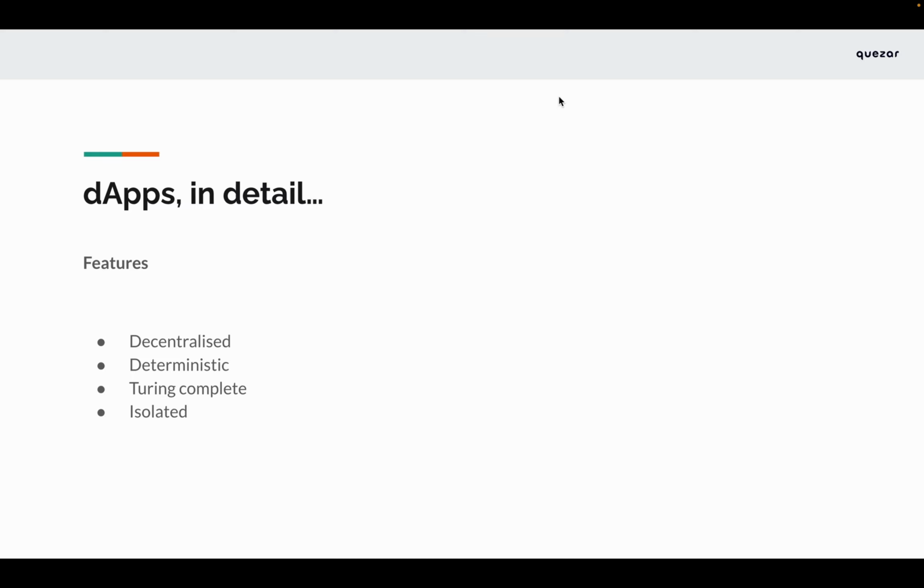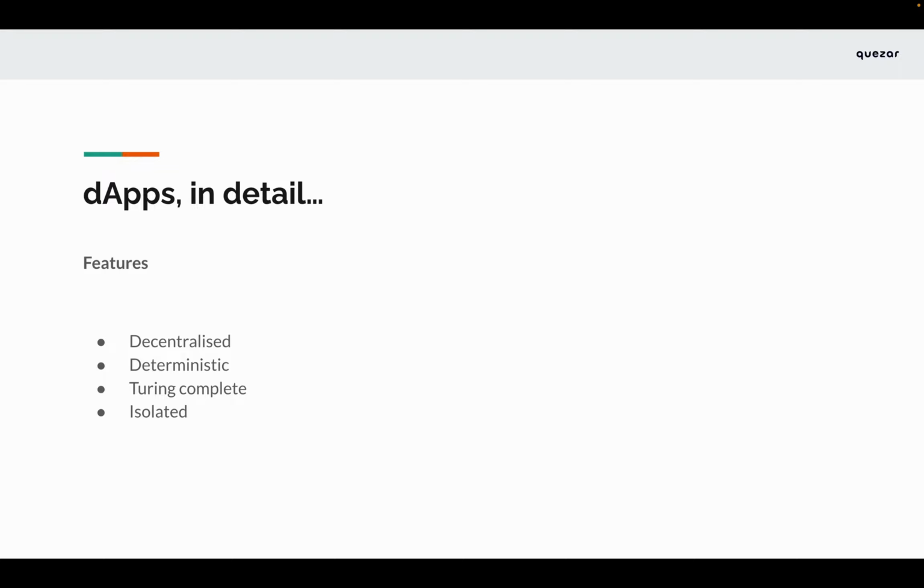So let's talk about the features of dApps. dApps are decentralized, deterministic, Turing complete, and isolated. Decentralized means that dApps operate on Ethereum, which is an open, public, decentralized platform where no one person or group has control of it. Deterministic means that dApps perform the same function irrespective of the environment in which they get executed, which means if you are executing some kind of operation, you can pretty much predict that this and this will happen.